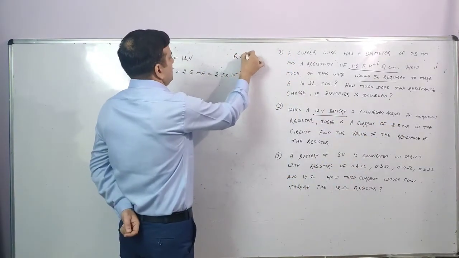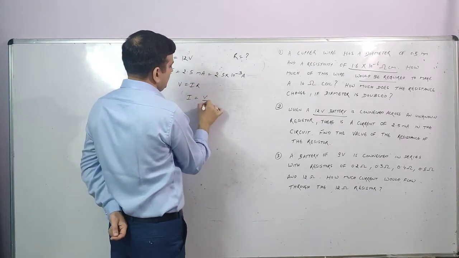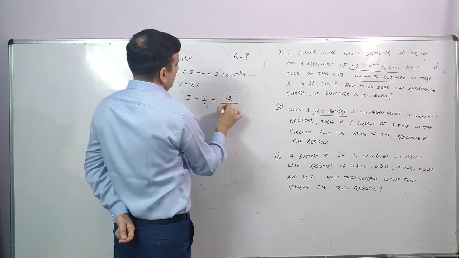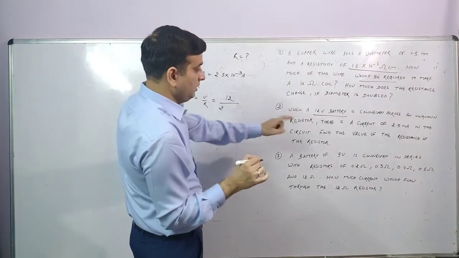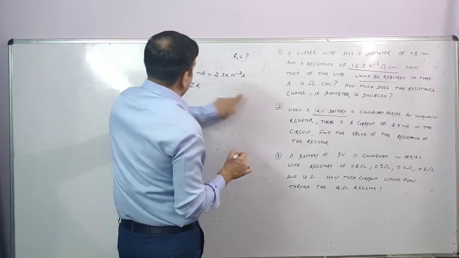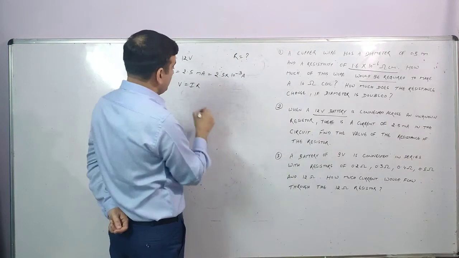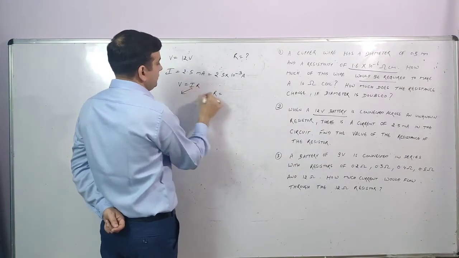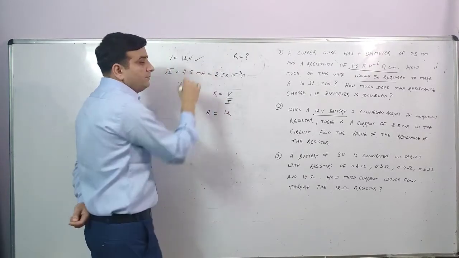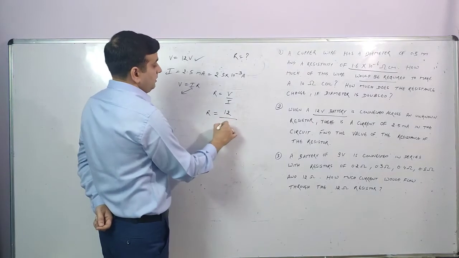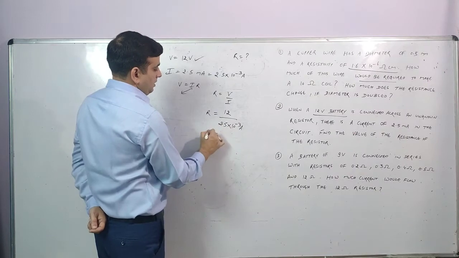So this is the simplest numerical of Ohm's law. V is equal to IR. So I is equal to V by R, and V is 12, and we have to calculate the value of resistance. Just use the formula. So V is equal to IR, and we have to calculate the value of resistance. So resistance is equal to V by I. So resistance is equal to V is given 12 volt, I 2.5 into 10 raised to power minus 3 ampere.